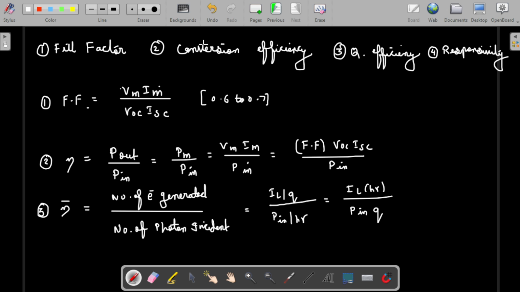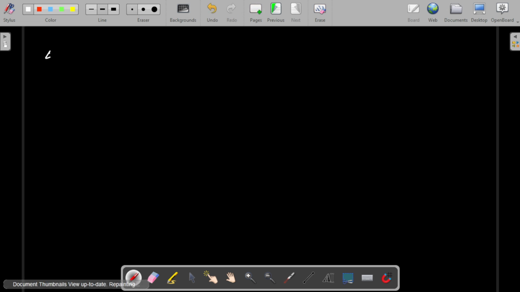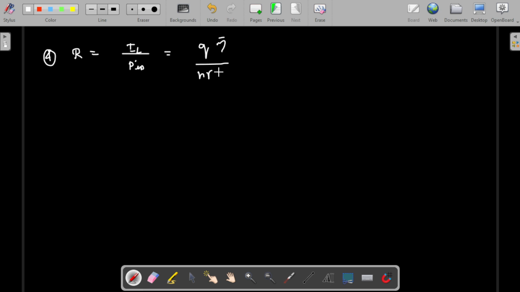The last thing is responsivity, which will be named as R. R is IL divided by Pin, which is the generated photocurrent to that of the incident photo power. The responsivity can also be written in terms of quantum efficiency: from the last thing, if we substitute the Pin here, then we get Q times eta bar divided by h nu. The IL will get cancelled here. So this is the responsivity.